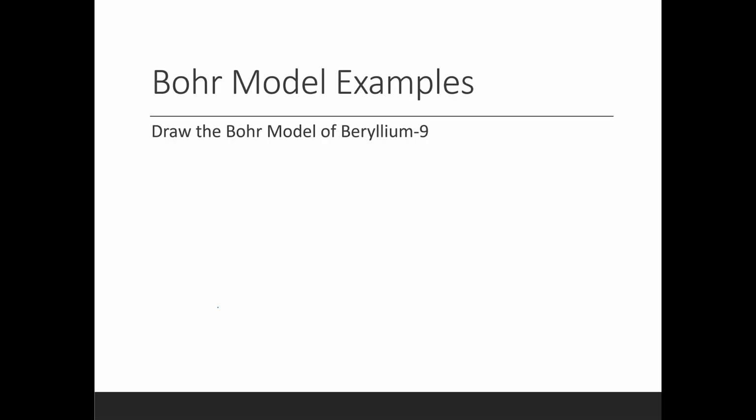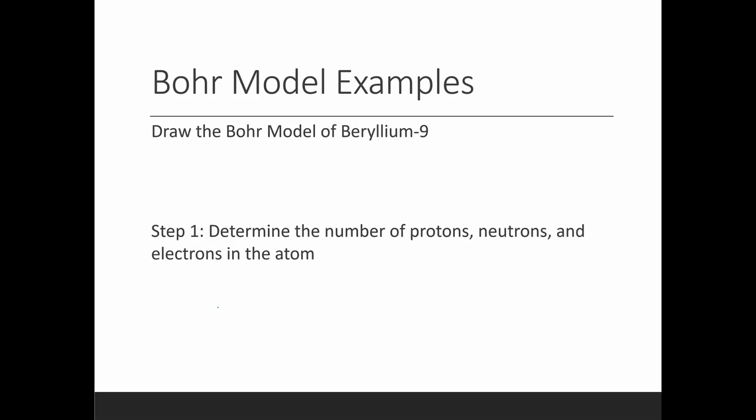So, for example, we are going to draw the Bohr model for beryllium-9. Step number 1, we need to determine how many protons, neutrons, and electrons we have in the atom. So you'll need your periodic table handy, and you'll need to find beryllium. Beryllium is number 4 on the periodic table, so there are 4 protons. Then we see that the mass number is 9. So to find the mass number, we know we have protons plus neutrons.